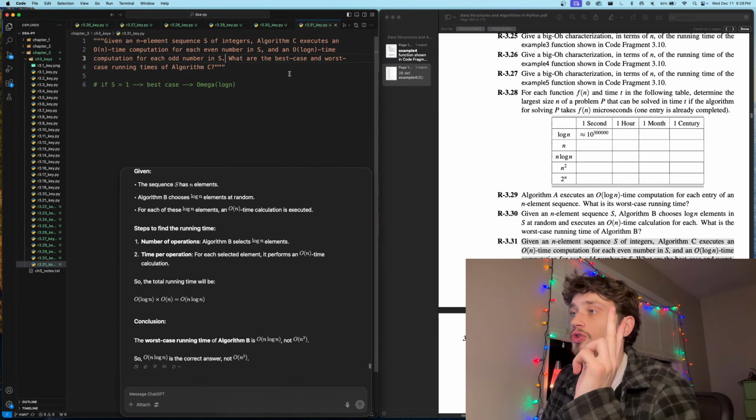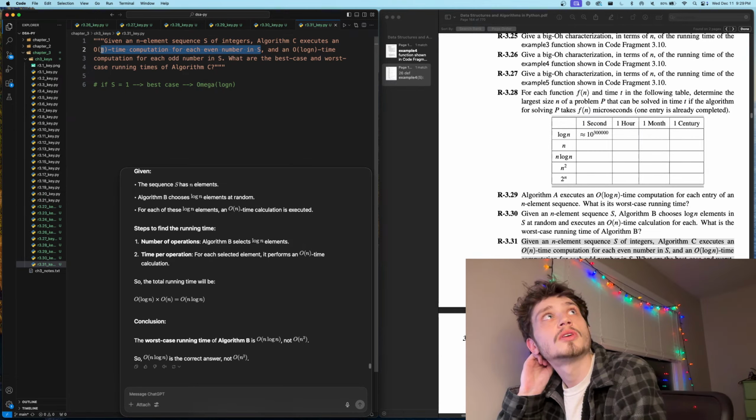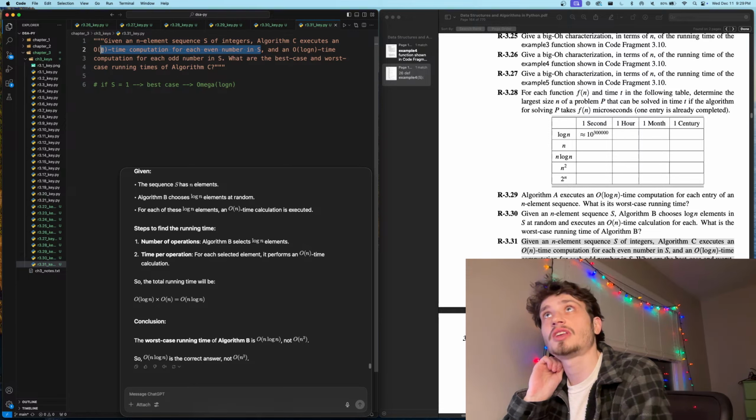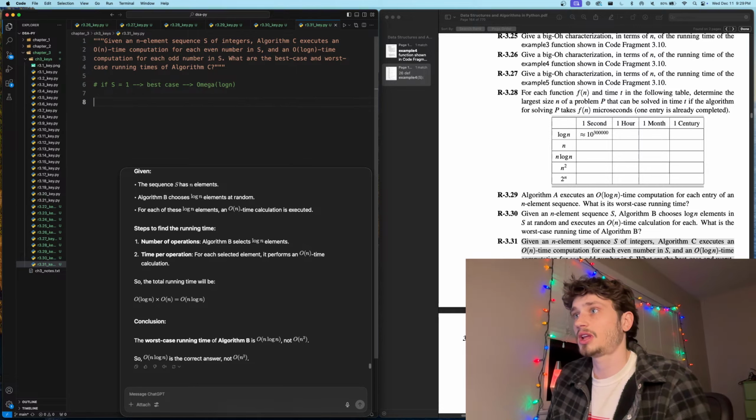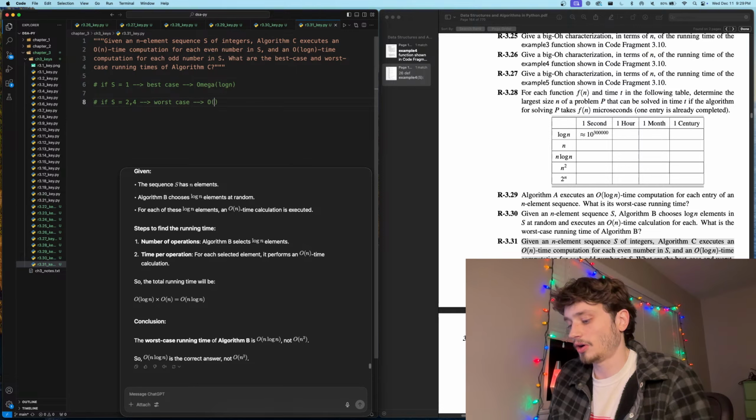For greater than 1 odd value, it'd be n log n. For a single even value, it would be n time. And for 2, it'd be n squared time. So think about the function. So you'd have to iterate, yeah, it'd be n squared time. So the worst case, if S is equal to 2, 4, would be worst case. And this would be big O of n squared.